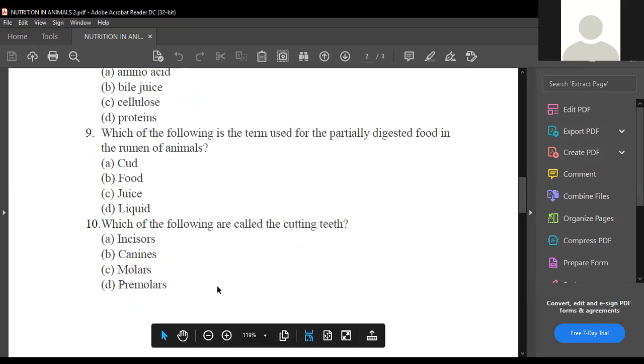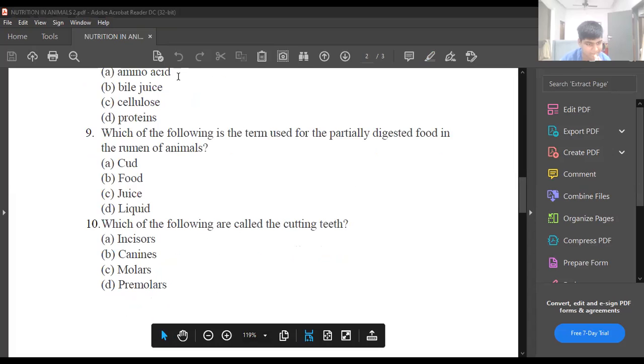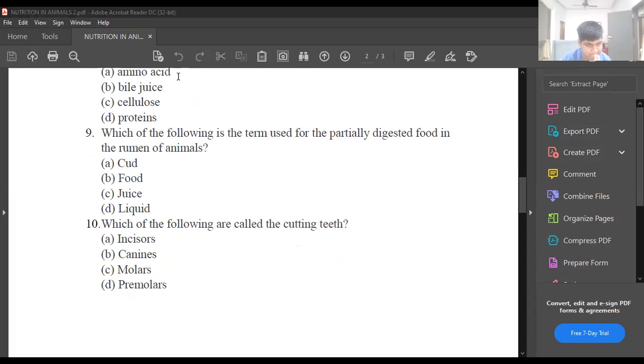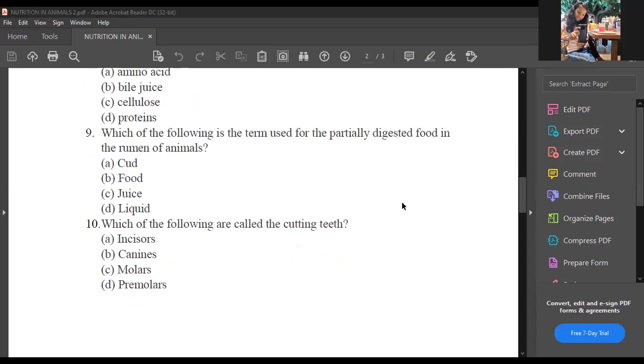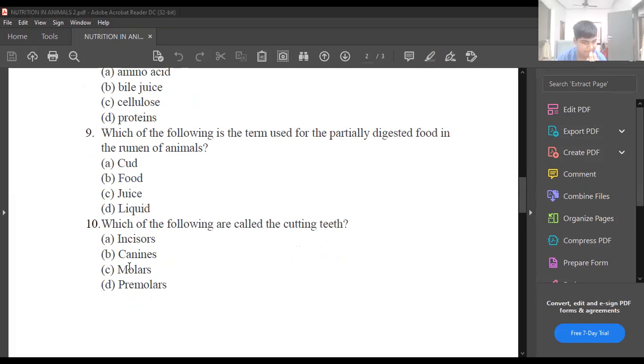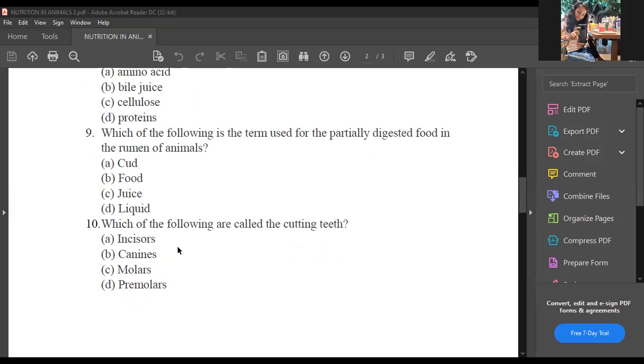Which of the following are called cutting teeth? Sir, incisors. Incisors. Then what is the role of canine? Sir, tearing. Tearing flesh, meat.